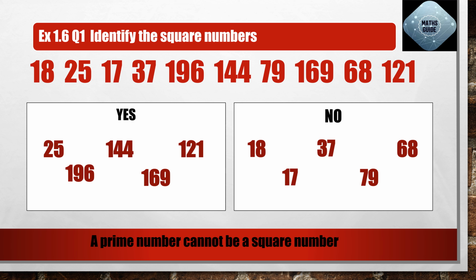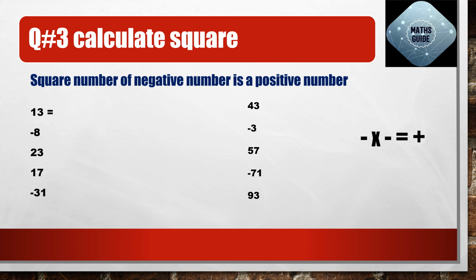Again, it is mandatory for you to learn the squares of different numbers at least up to 30 so that it would be easy for you to identify the square numbers and you will be able to solve such kinds of questions very easily. Now we have to calculate squares of different numbers. As you can see, integers are given in front of us. Some are positive and some are negative. One thing we must keep in mind, that when a negative is multiplied by a negative, there is always a positive number.